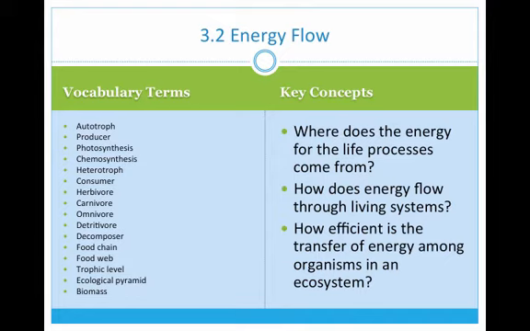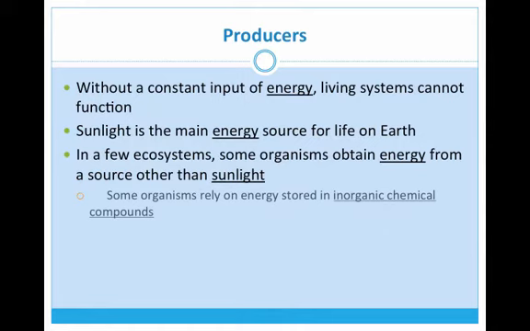To start in Chapter 3, Section 2, Energy Flow, we need to talk about producers. Now, without a constant input of energy, living systems can't function. If you don't keep getting energy, you can't do a whole lot of things. Sunlight is the main energy source for life on Earth. That's where you get all of your energy from, indirectly. In a few ecosystems, though, some organisms obtain their energy from sources other than sunlight. Some organisms rely on energy stored in inorganic chemical compounds. These things aren't nearly as prevalent in your life, though, as things that get energy from the sun.